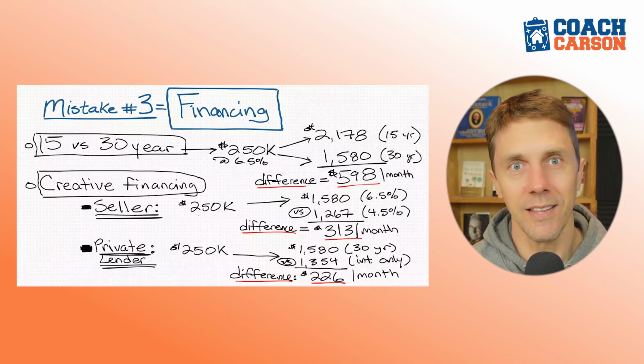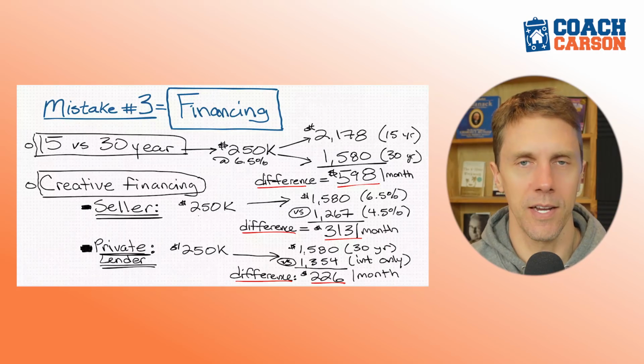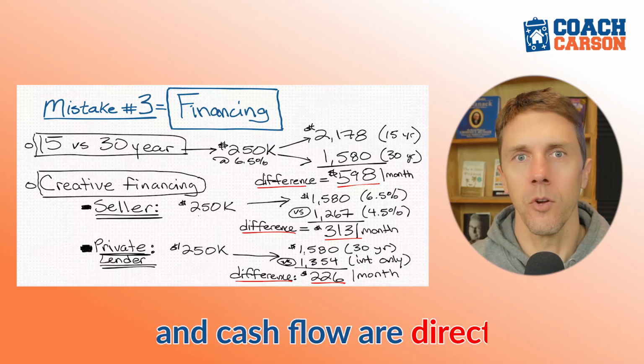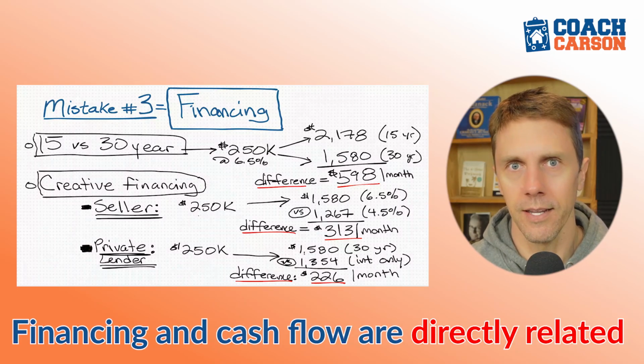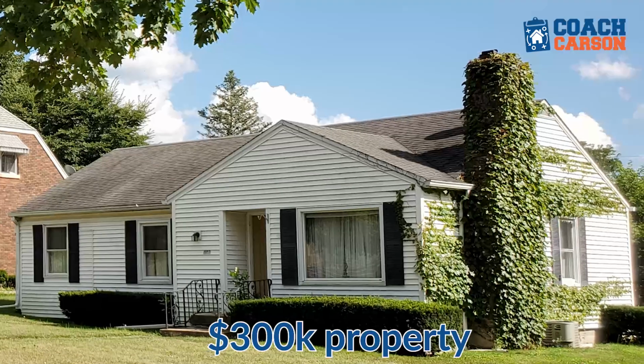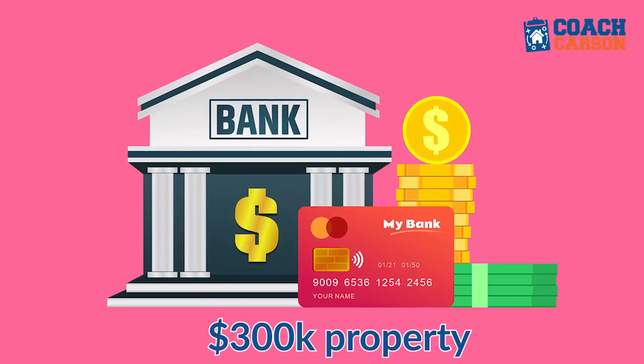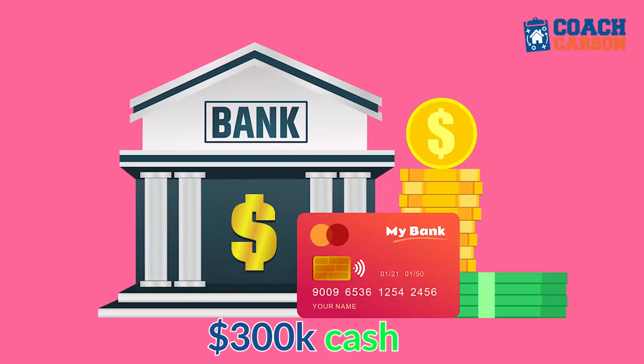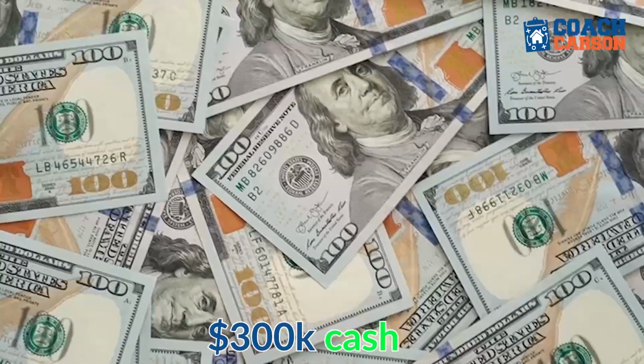Not always the case. The third mistake that investors make that can lead to negative cash flow is the financing. Now, if there is one takeaway that I hope you get from this video, it is that your financing and your cash flow are directly related. And let me prove it to you with a real simple example. Let's say you could buy a $300,000 property, and instead of going to the bank to get financing, you had $300,000 cash sitting in the bank that you could use to buy the property.